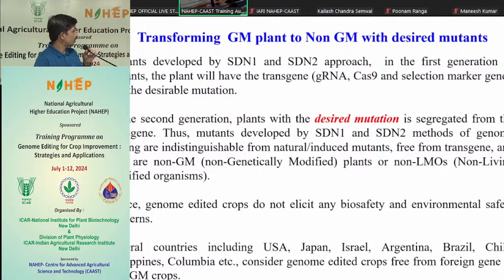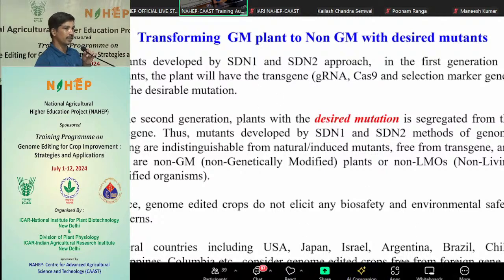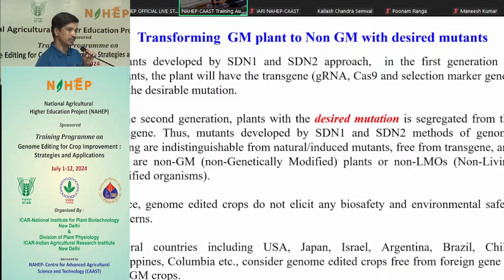So generally, recently the mutants, for example, the mutants developed by SDN1 and SDN2 approach. I don't discuss all the details since I think in past classes you have all heard about this: what is guide RNA, T-DNA, and how to select genes. I think you all understood. So now I'm just telling the basics of what are the things we have to consider for preparing the document.